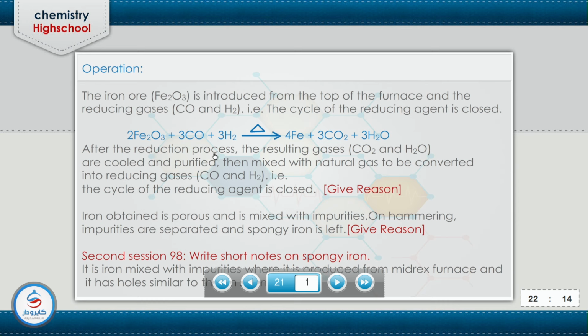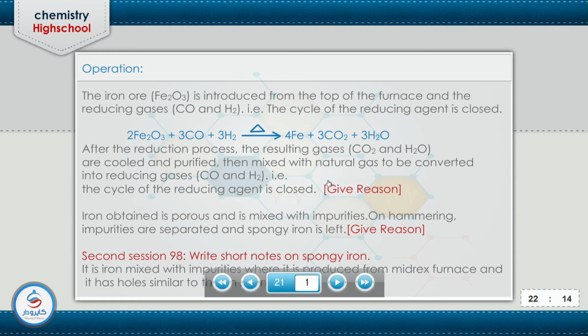After the reduction process, the resulting gases, carbon dioxide and H2O, are cooled and purified, then mixed with natural gas to be converted into reducing gases again, CO plus H2. That means that the cycle of the reducing agent is closed.